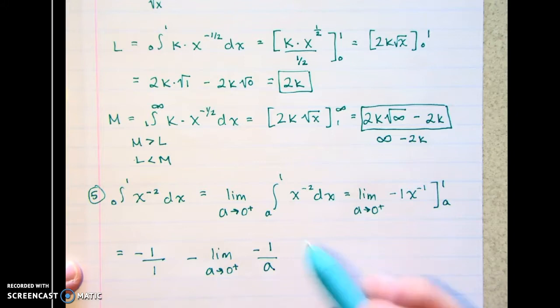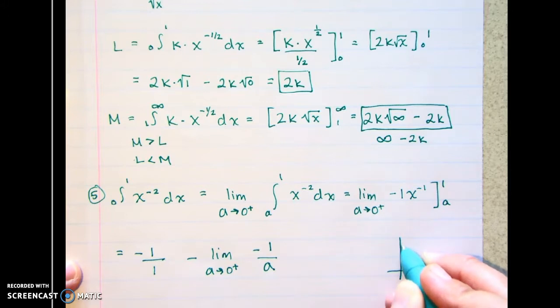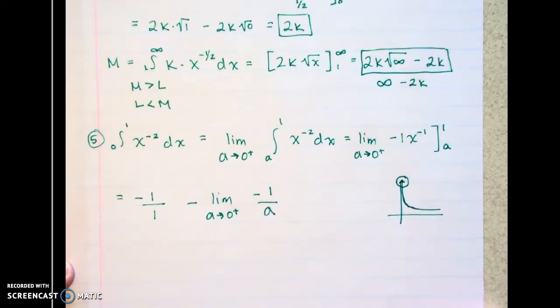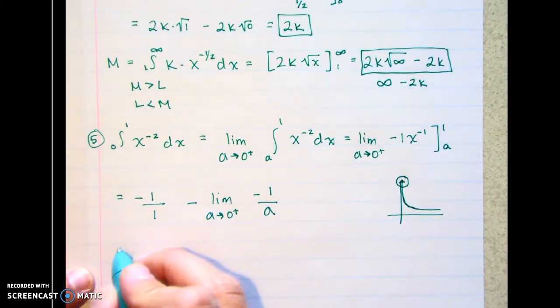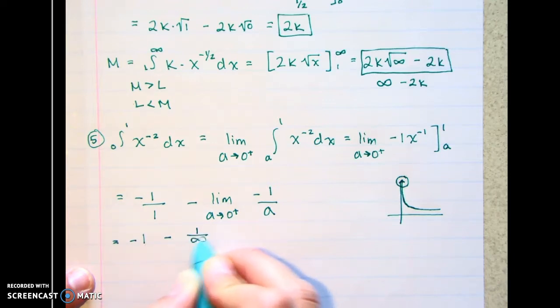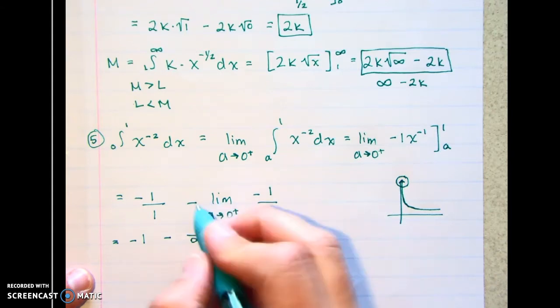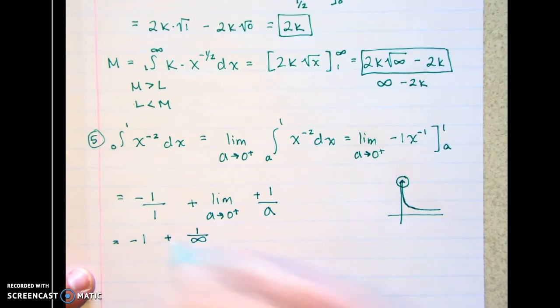Okay, as a approaches 0 from the right, look at the picture. Where is that value going? As you go from the right, as you go here, what value is this approaching? So since that is approaching infinity, this is negative 1 minus 1 over infinity. And we know that, excuse me, positive, 1 over infinity is 0, so the answer here is negative 1.